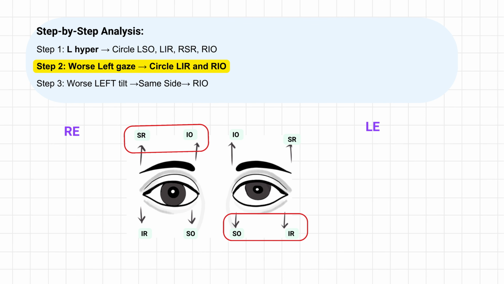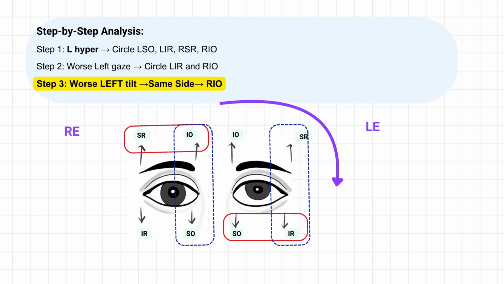Step number 2, hypertropia worsens in the left gaze, so we circle the muscles which are acting in the left gaze. So after these steps, the muscles left are the right inferior oblique and the left inferior rectus. Now we move to step number 3. The hypertropia in the left eye worsens with the left head tilt.